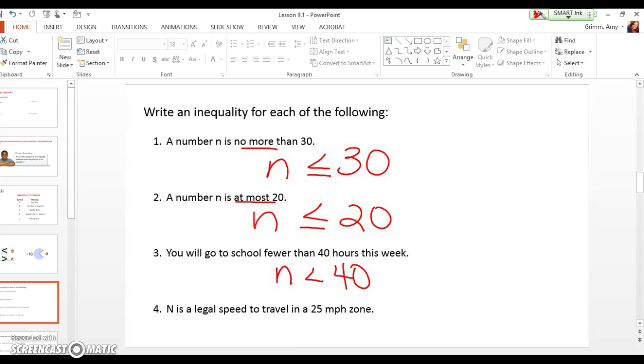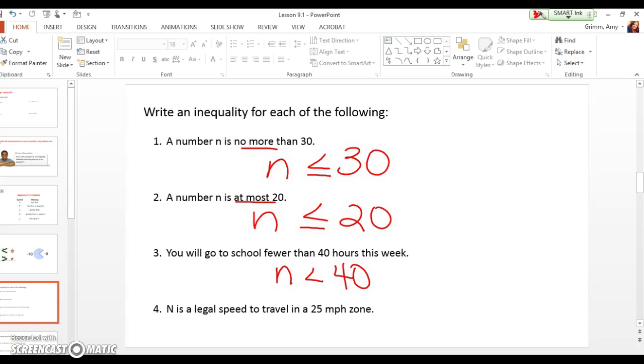All right, next one's on speed. N is a legal speed to travel in a 25-mile zone. What do you think about this one? True? It's going to be like the alligator is going to eat the N. So you want N to be greater?